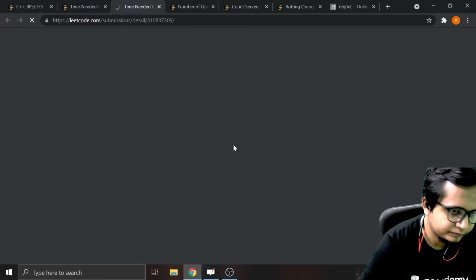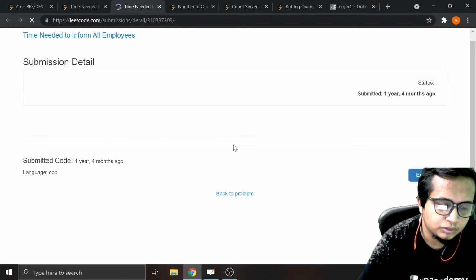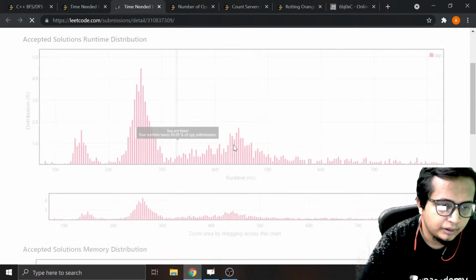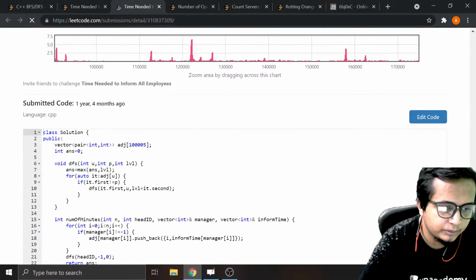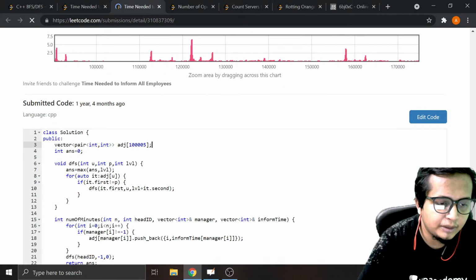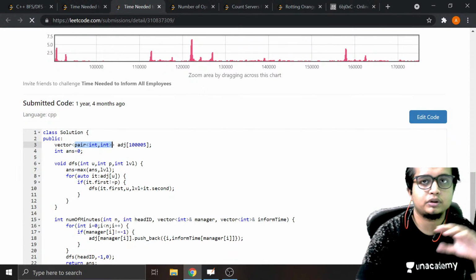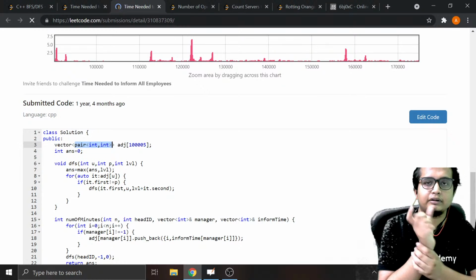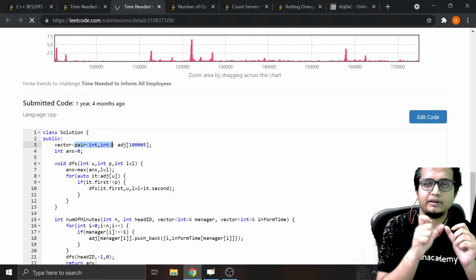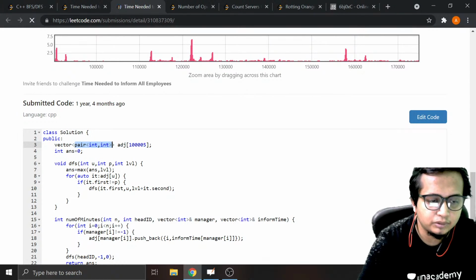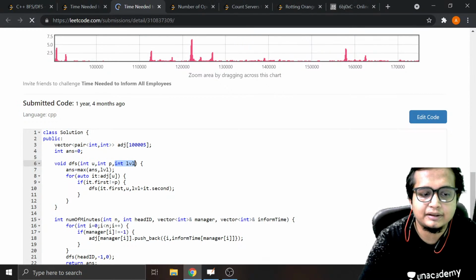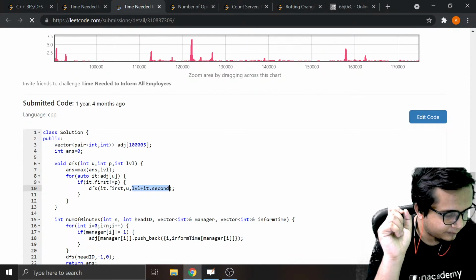Let me just explain the code since you guys are going to get the context. Here I just made a global graph. And I'm using a pair since we need to store both things, that is the node that it is connected to as well as the weight of the edge. I'm passing one more thing called the level, and I am incrementing the level by the weight every time.